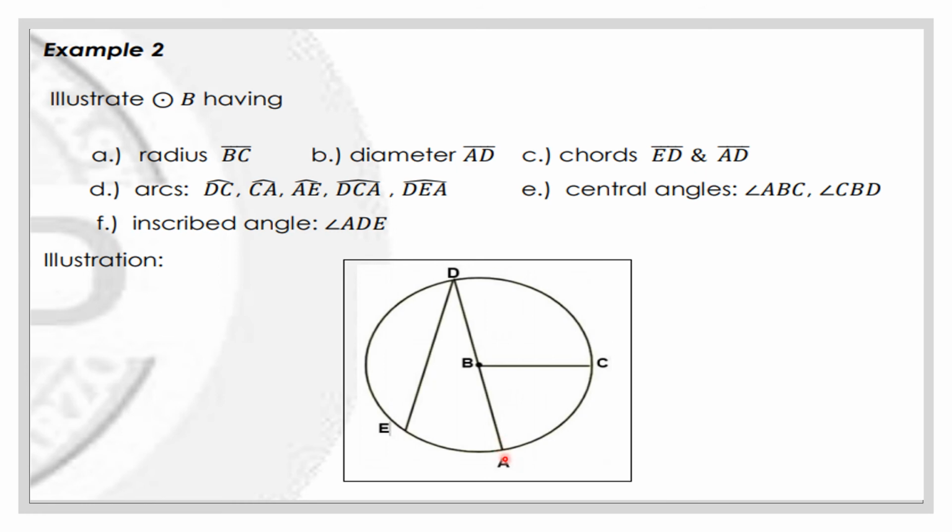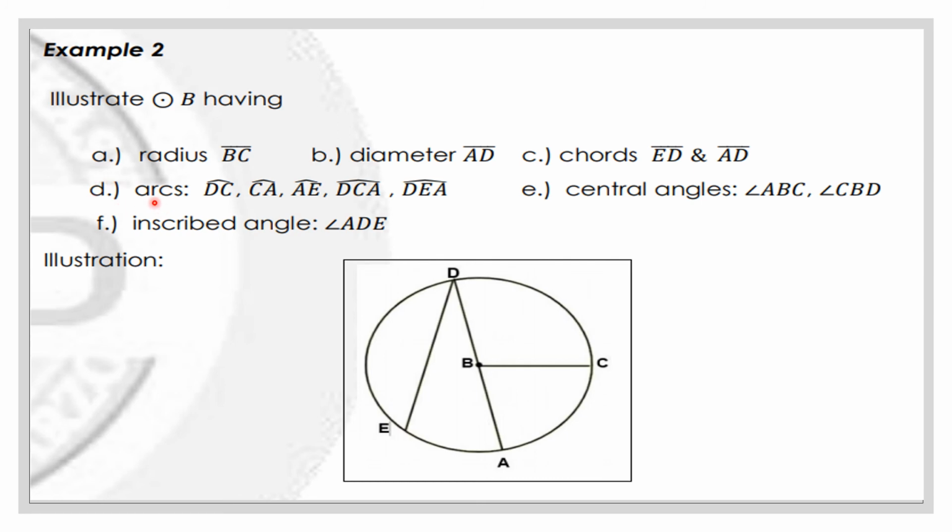So, dadaan natin si B, tapos magpo-project po tayo na straight line na dadaan sa gitna at magta-touch doon sa circle yung mga point. Ayan. Hindi lang po nakalagay yung point, pero may point po yan. Next is, ayan po, chords ED. Chords segment ED and chords segment AD. Yun. Isang chord at isang special kind. So, special chords.